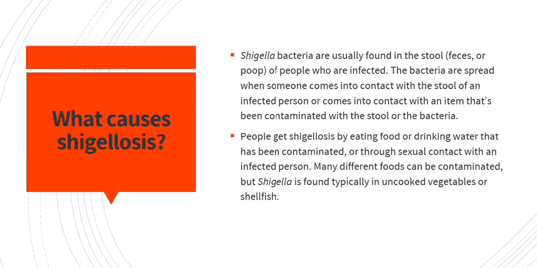Shigella bacteria are found in the stool, the feces, of people who are infected. The bacteria are spread when someone comes in contact with the stool of an infected person or comes into contact with an item that has been contaminated with the stool or the bacteria. They get shigellosis by eating food or drinking water that has been contaminated, or through sexual contact with the infected person. Many different foods can be contaminated, but Shigella is typically found in uncooked vegetables or shellfish.